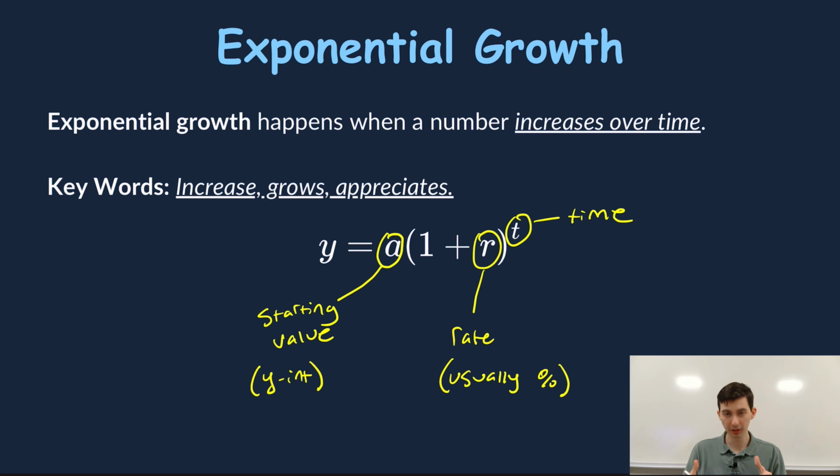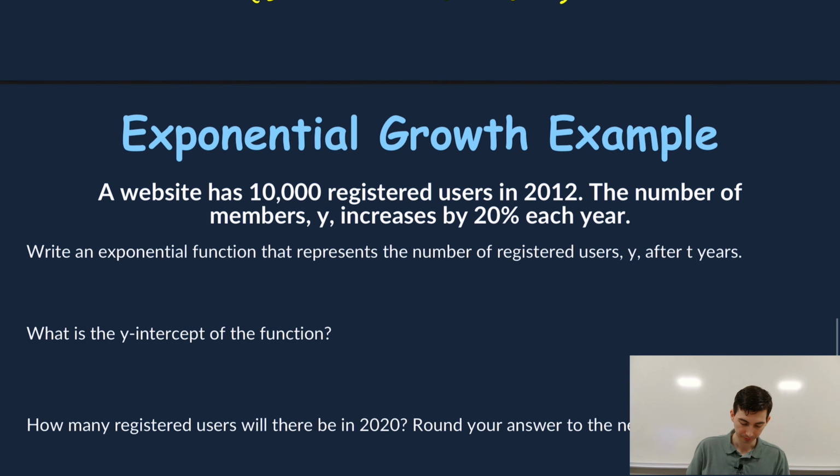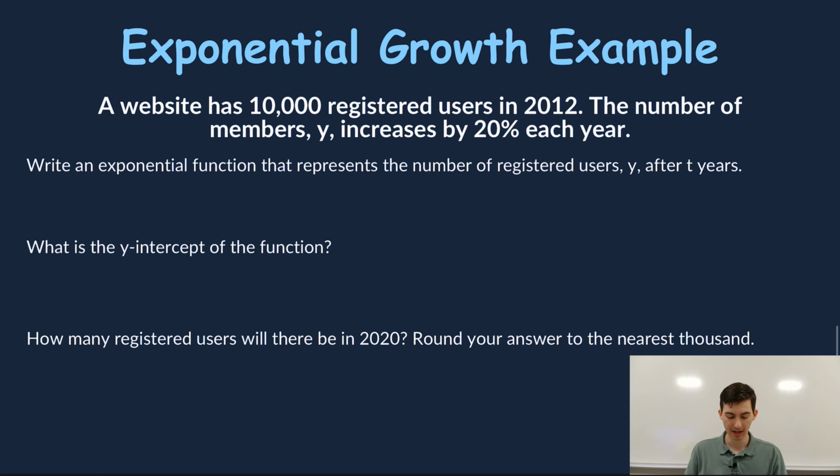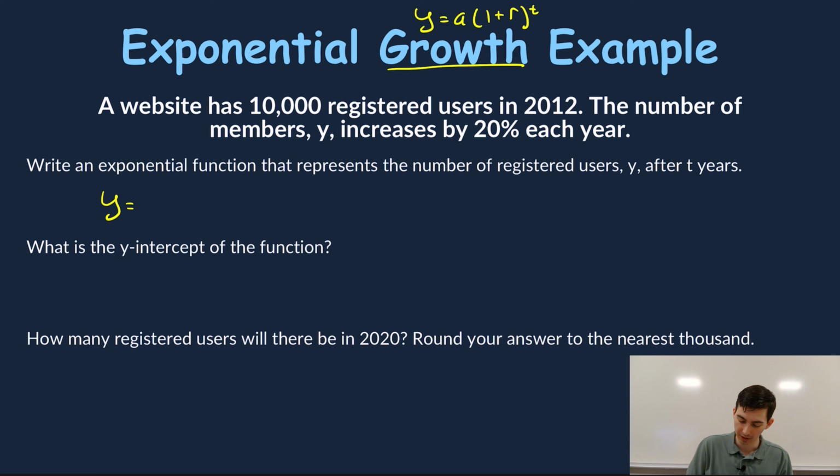Okay, so let's apply this. Let's look at an actual example. So this says a website has 10,000 registered users in 2012. The number of members y increases by 20% each year. So let's write an exponential function that we can use to model this. So exponential function, let's write y equals a times 1 plus r to the t. And that's for growth. So since we're increasing, we know that that's going to tell us to be a growth.